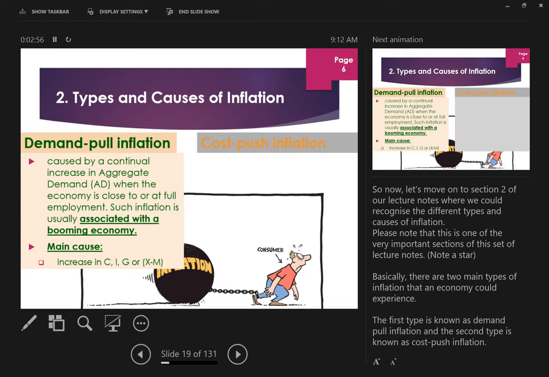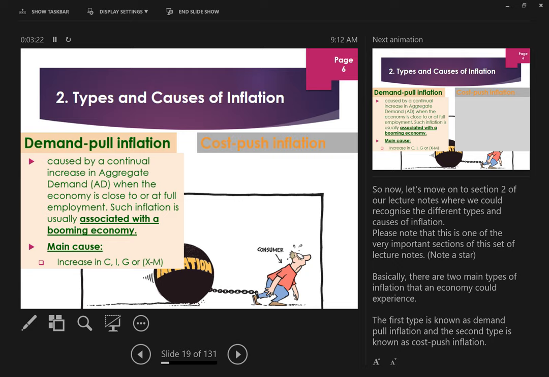Okay, remember earlier the definition of inflation. Inflation is a sustained increase in the general price level. So later on I'll be sharing with you demand pull inflation, how you draw your diagram to show this. Take note on that particular diagram, we need to draw at least 3 AD lines. I'll explain why later on. So this is demand pull inflation.